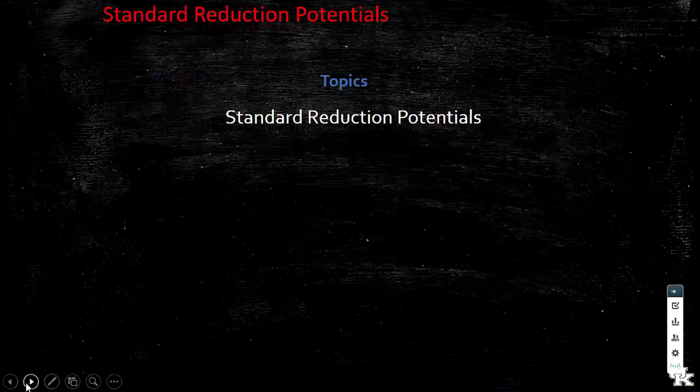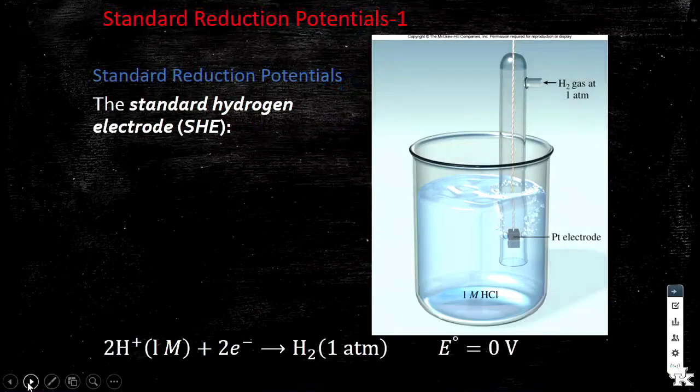All right, standard reduction potentials. Now, we're going to spend a lot of time with this. We're not going to have enough time to develop it completely here, but I want to give you a taste of this, so if you're working over this on the weekend, you've got an idea of what's going on.